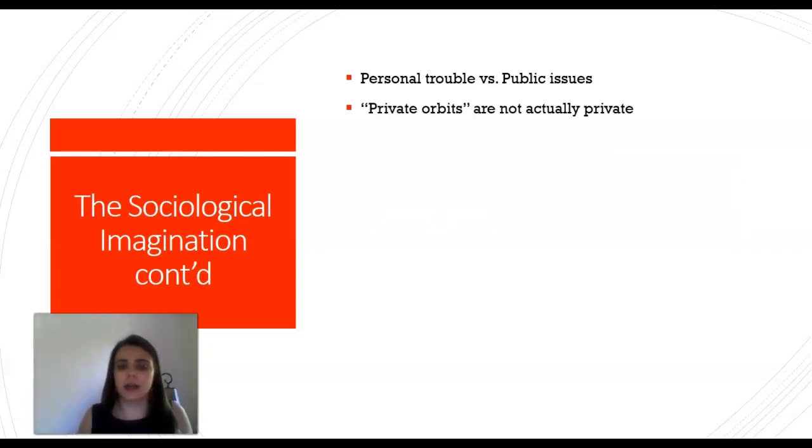Mills again is drawing, as I was just saying, this distinction between our personal troubles versus what he calls public issues. So in essence, what's happening in our own little orbits, right, in our own little lives versus what's a public issue, what's happening in the news, what's happening society-wide or nationwide. And he's arguing that these private orbits we're in are not actually private. So for example, when there's a big economic change, you might be unemployed. And that unemployment feels very personal, but it's actually not personal. It's because something bigger is happening society-wide.